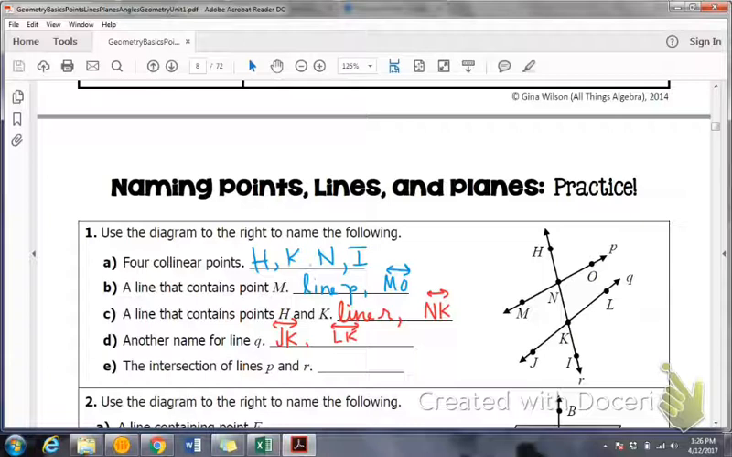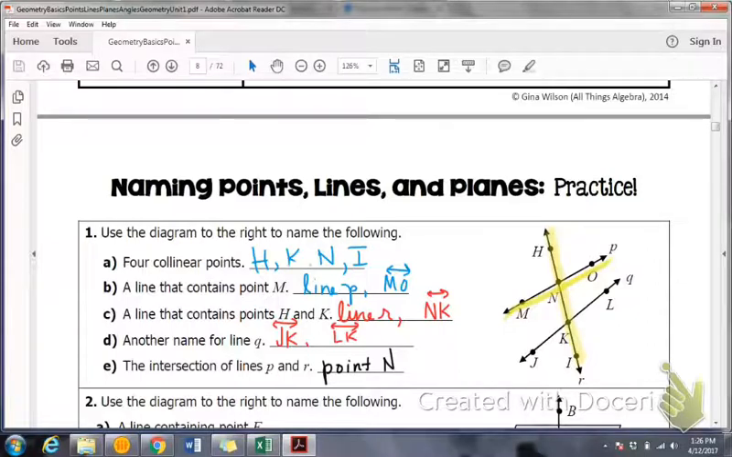All right. The intersection of lines P and R. Line P and R intersect where, Monique? P and R cross at what point? Monique? They intersect at a point. You got it? N. Good. Yep. Point N. Did you say that and I didn't hear you? I'm sorry. Point N. Okay, so we're going to write the word point in with a capital N.